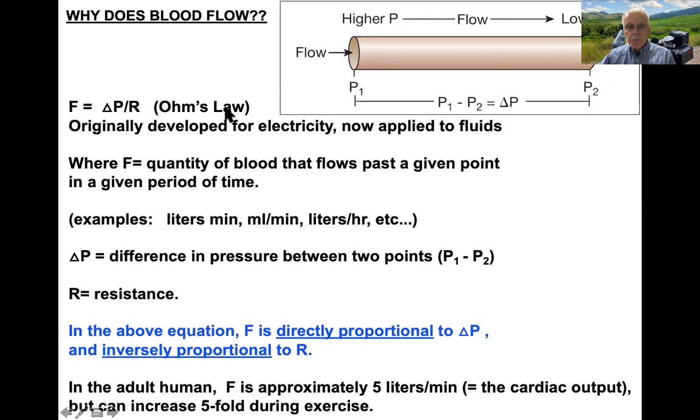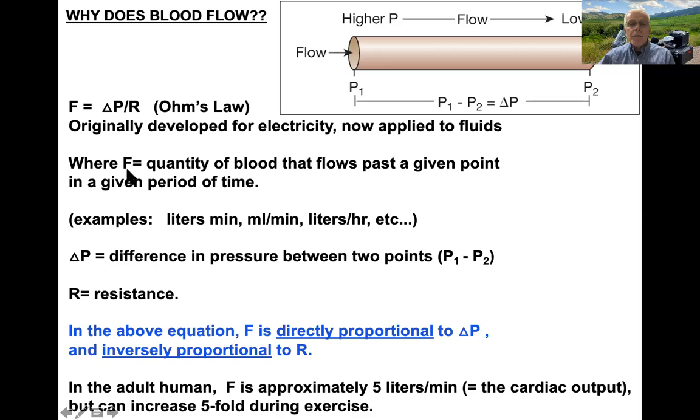When you take physics, you'll be exposed to Ohm's law with regard to electrical currents. But the same phenomenon, or an analogous phenomenon, can be analyzed using Ohm's law. In this case, F, or flow rate, equals the difference in pressure divided by the resistance. And what this says is that flow rate is directly proportional to the pressure difference and inversely proportional to the resistance of blood flow or water flow through the tube, okay?